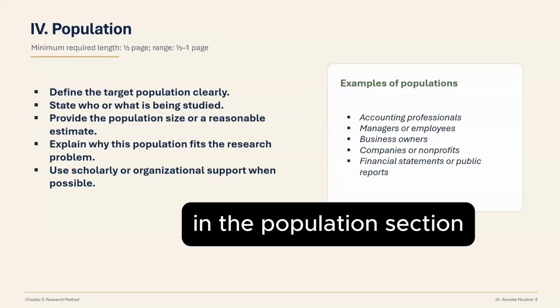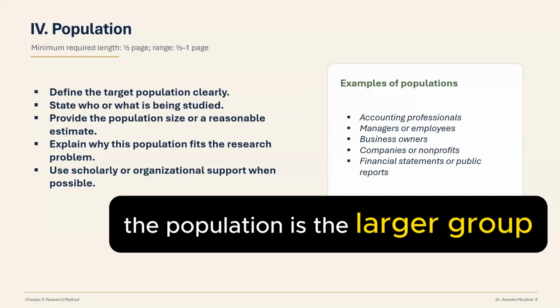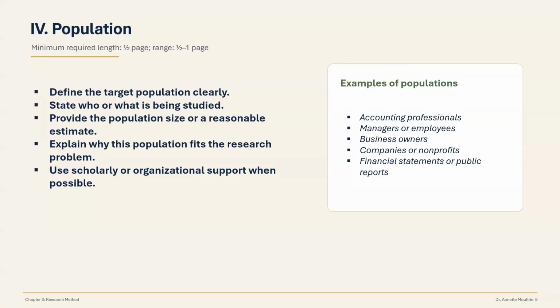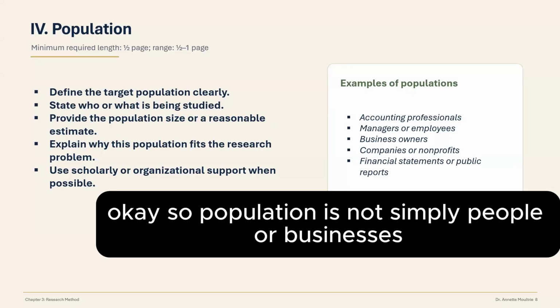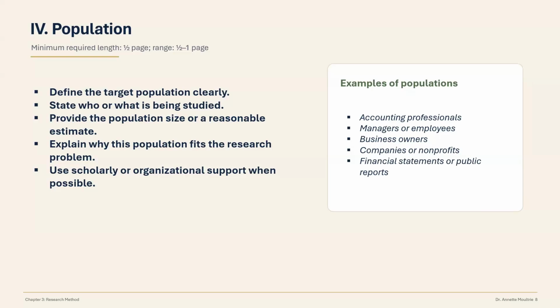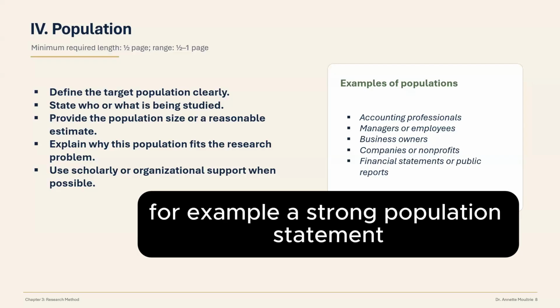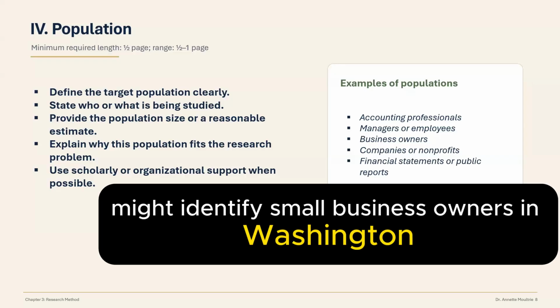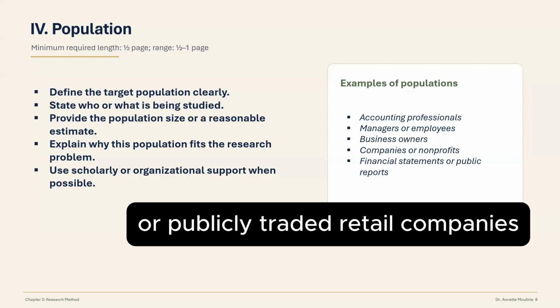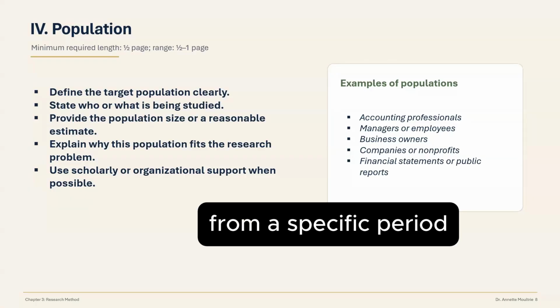In the population section, the population is the larger group from which the sample will come. Okay? So a population is not simply people or businesses. It must be clearly defined. For example, a strong population statement might identify small business owners in Washington, accounting managers in nonprofit organizations, or publicly traded retail companies from a specific period.